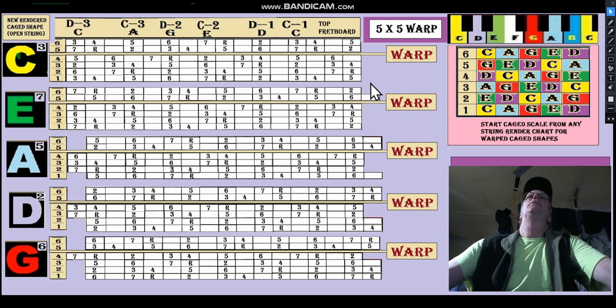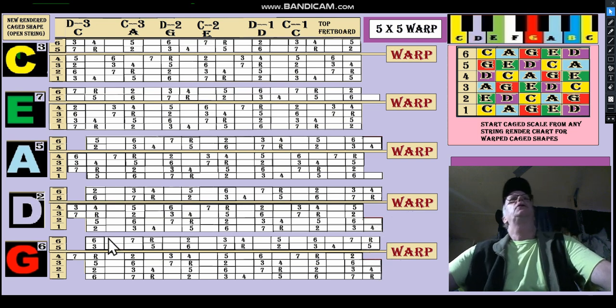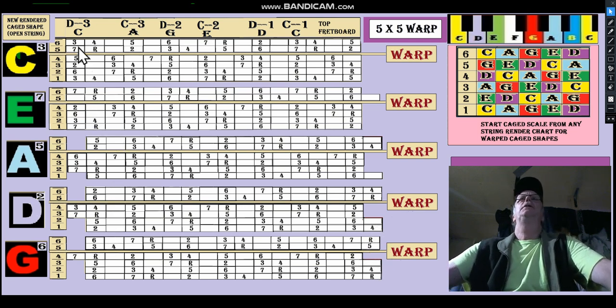So from here out, we've got nothing. Nothing. We've got 1 note. We've got 2 notes. We've got 3 notes. Look for those kind of patterns when you're doing these warping charts. Okay.